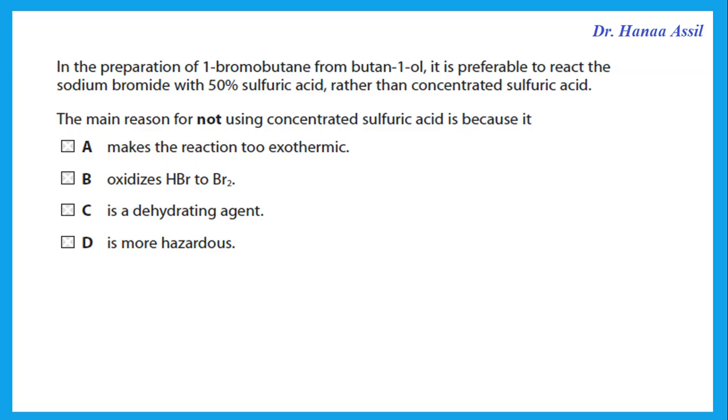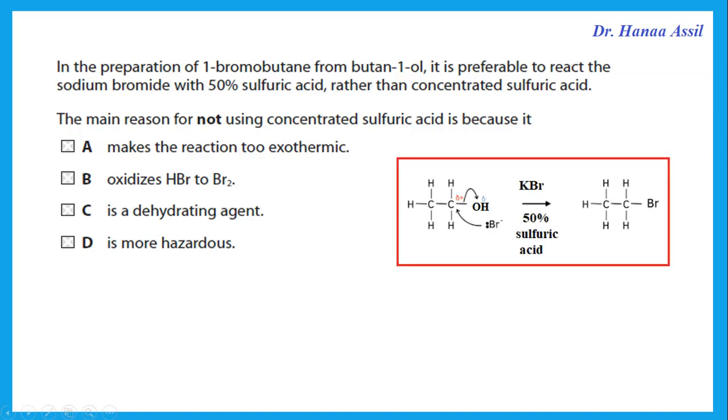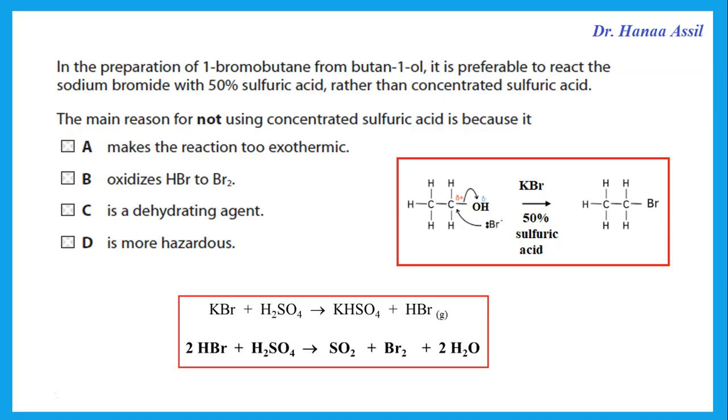In the preparation of 1-bromobutane from butan-1-ol, it is preferable to react the sodium bromide with 50% sulfuric acid rather than concentrated sulfuric acid. Remember, when we were reacting the alcohol with a Br, the reagent here was KBr in 50% sulfuric acid, not concentrated sulfuric acid, and we're told the main reason for this is what?